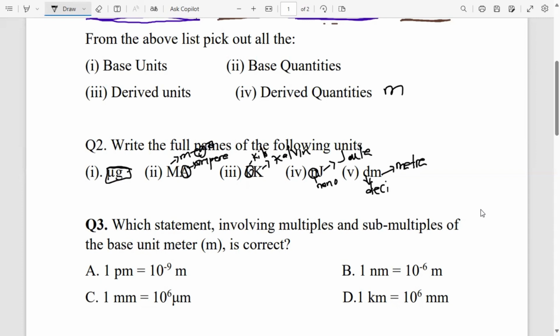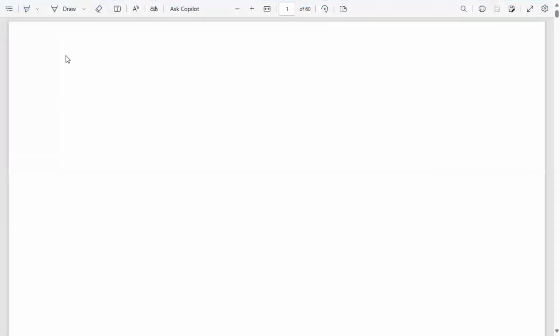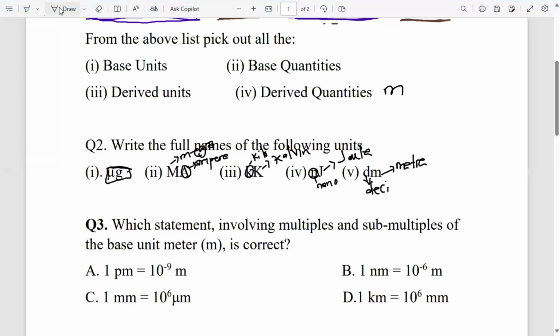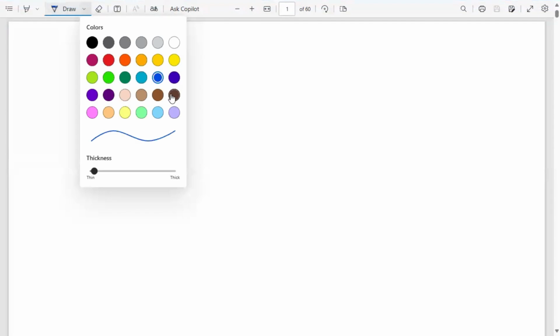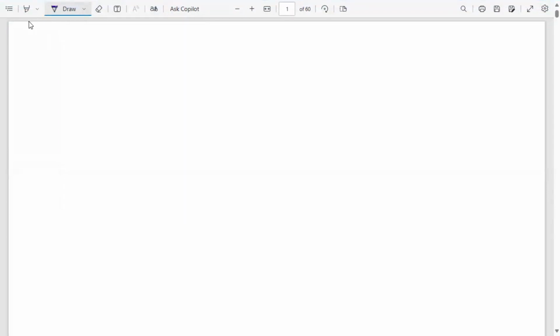So if I want to write this in full, what am I going to do? Let me go to my blank board. Okay, so on question two, we have these four things, or five things rather. So this is question two. And we have this for microgram.